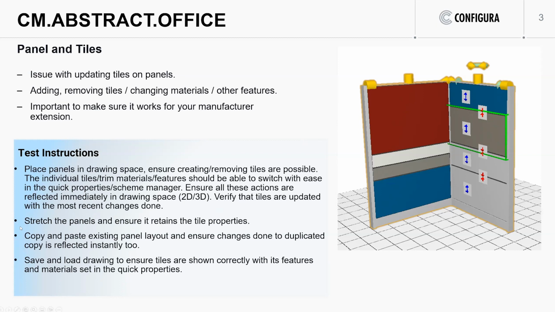Going a mile further, you can stretch the panels and ensure that the tile properties are retained. You can do copy and paste just to make sure it duplicates with the correct properties. If you make changes to the duplicated copy, it should reflect instantly as well. You can also try save and load drawing just to ensure that the tiles are shown correctly with the features and materials that were set in the quick properties, just to make sure that they're in the latest state.